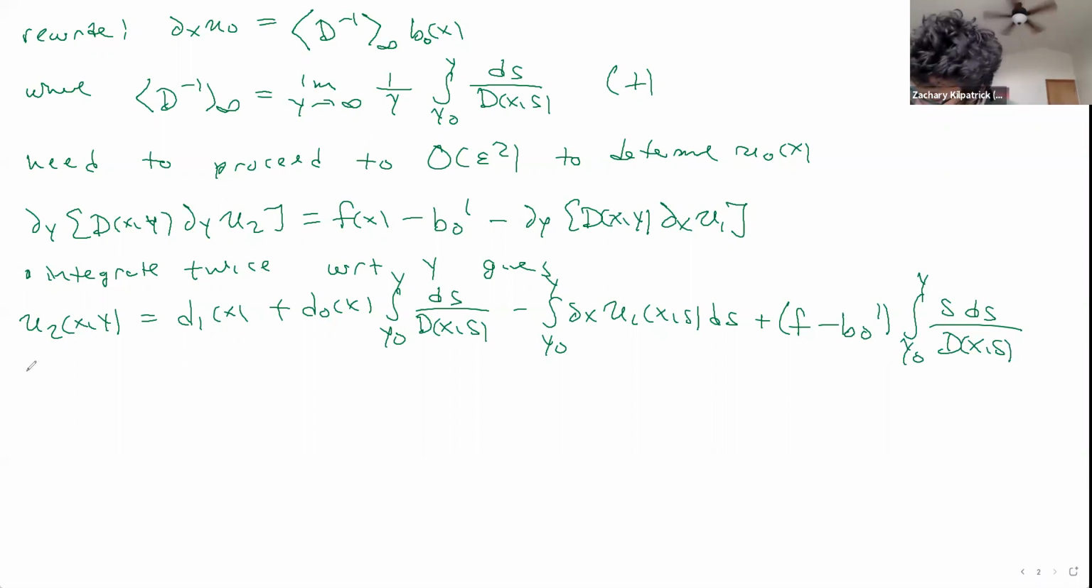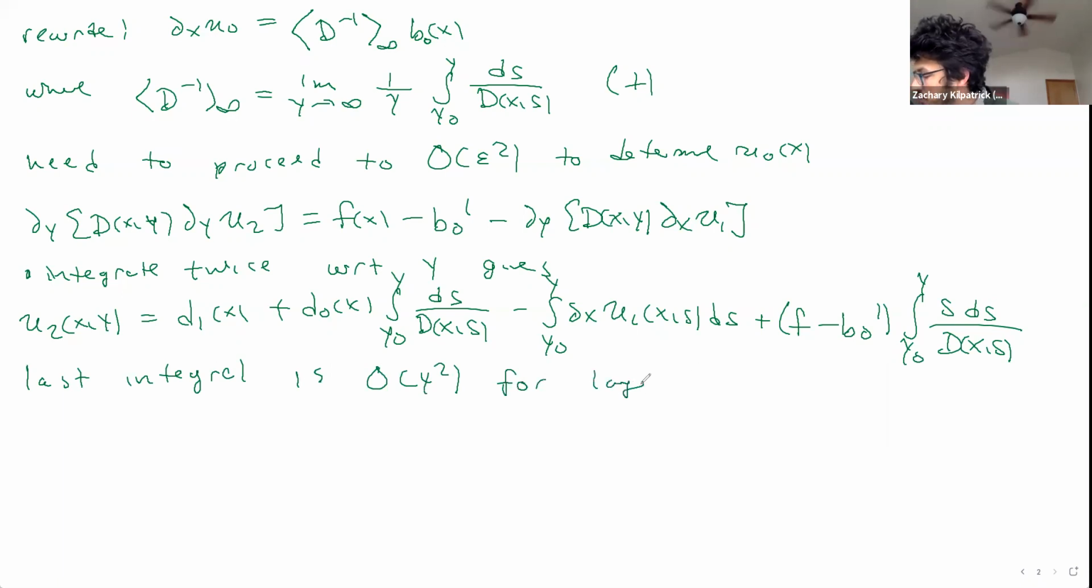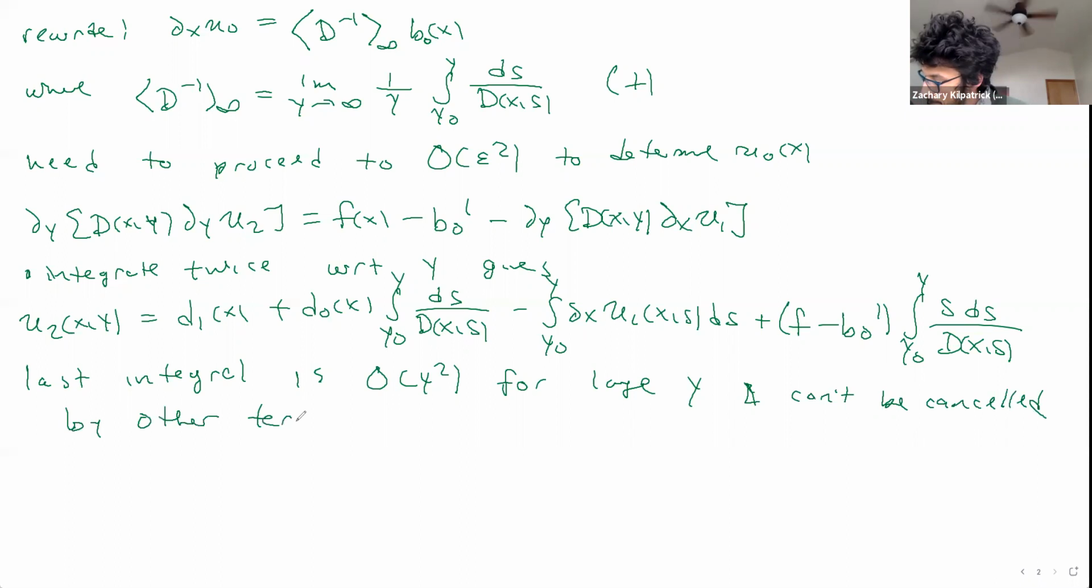Now the last integral of this expression is order y squared for large y, because it has an s here. I integrate that up and then I get an s squared, and it can't be canceled by the other terms. These terms here are lower order, and we might want to deal with those, but this is the most problematic term here.